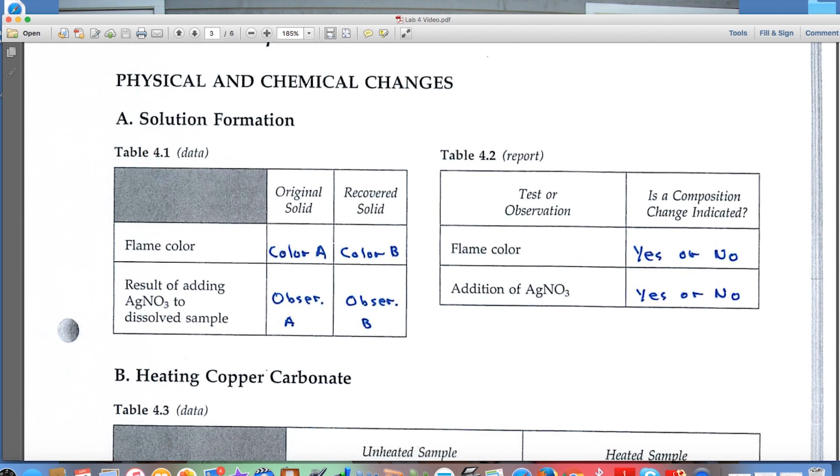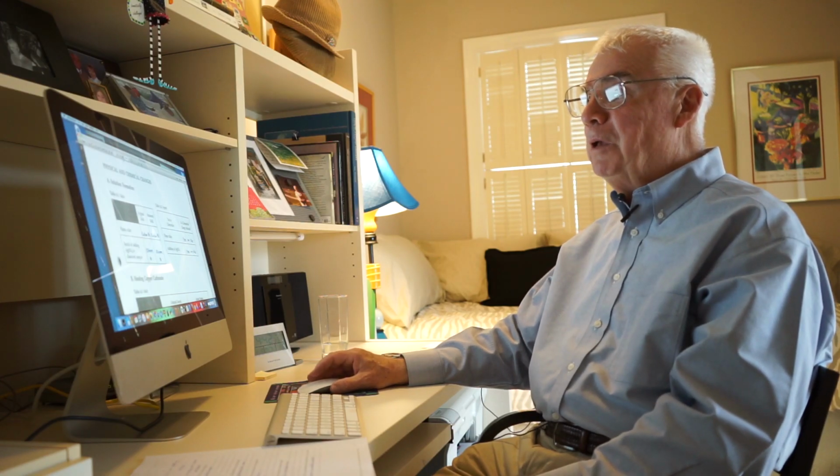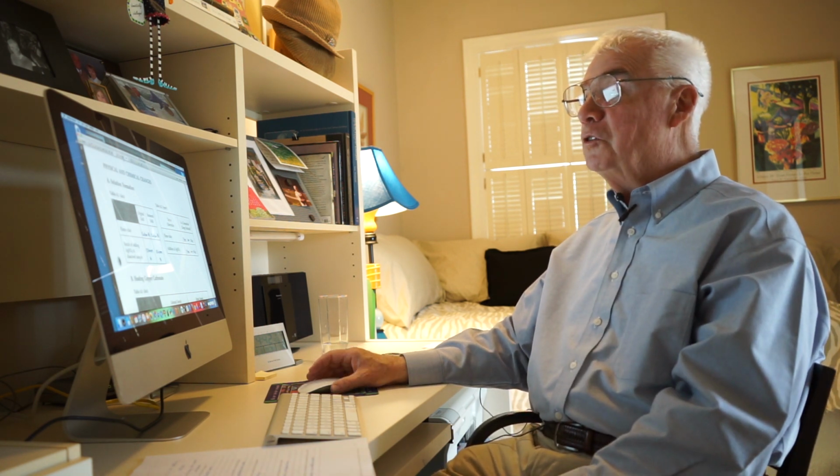Part A deals with solution formation. And what we'd like you to do when you complete this experiment is to tell whether or not solution formation is a physical or chemical change. And remember how you'll decide if a chemical change occurs, if a reaction occurs: if there's a change in composition. If there's no change in composition, then it's physical.